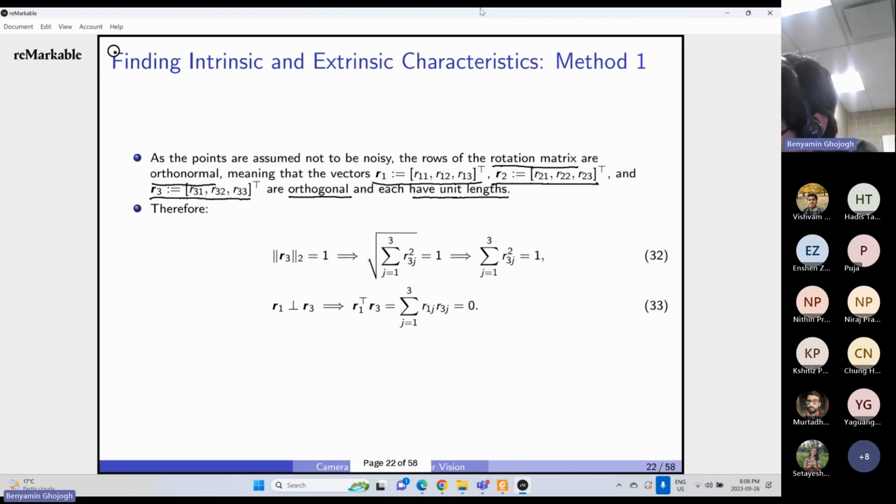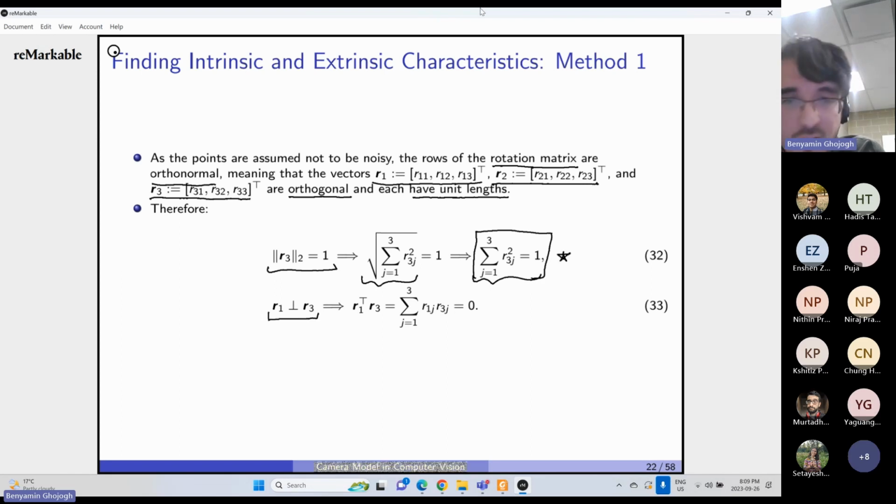If that's the case, then the L2 norm of R3 is 1. According to the definition of the L2 norm, the summation of R3J squared, where J goes from 1 to 3, is 1. So the size to the power of 2 gives us this. Then I have this equation, and I'm going to use this equation. Keep this in mind.